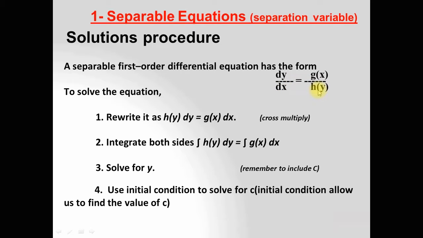To join the h function, because h is the function of y, with the operator dy, and to join the g function with the operator dx, and the operators dy and dx will not be in the denominator. So rewrite the equation as h of y dy is equal to g of x dx. So this is the separable form. Now after separation of variables, taking integration on both sides, you will get the solution of this differential equation.